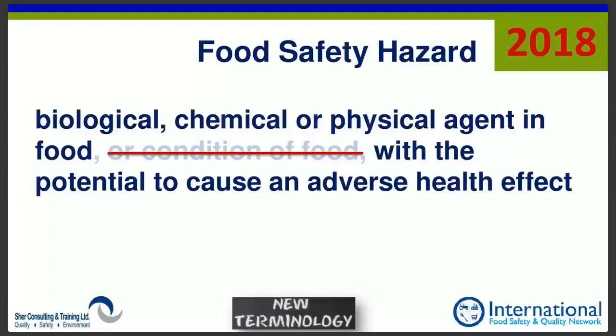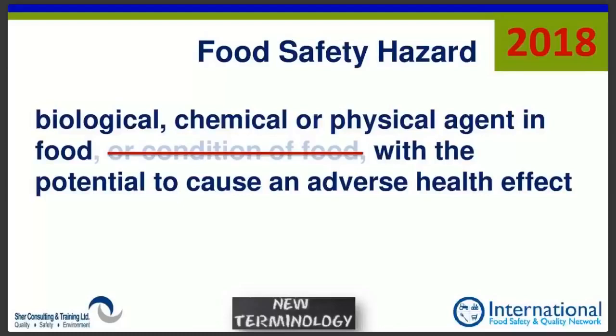Another example would be if we have a product that's being packaged in a sealed package that's supposed to be 100% sealed, and there's a problem with the seal. Well, that would not be identified as a food safety hazard either, because it's not a biological, chemical, or physical agent, which is wrong. But that's what the standard says.